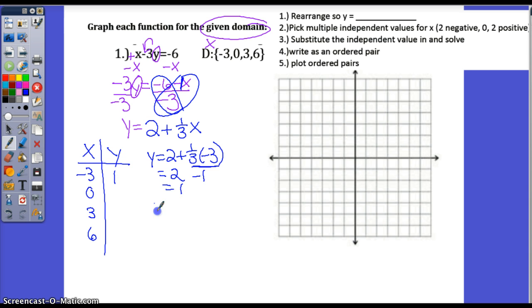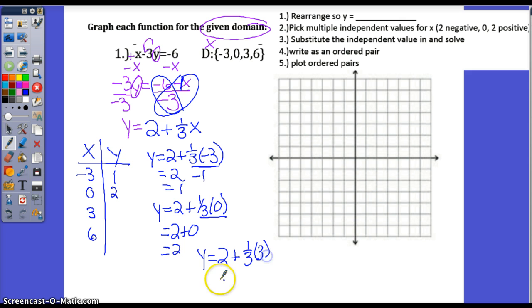The next one, y equals 2 plus 1/3 times 0. Well, anything times 0 is 0. So we have 2 plus 0, which just equals 2. Then let's plug in 3. y equals 2 plus 1/3 times 3. Remember, multiplying by 1/3 is the same thing as dividing by 3. 3 times 1/3 is just 1. So we get 2 plus 1, which equals 3.